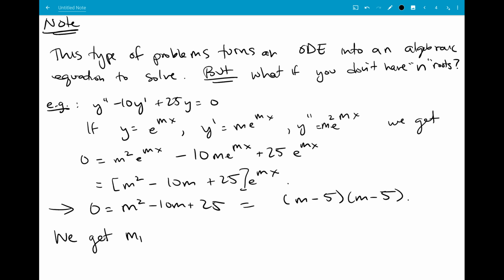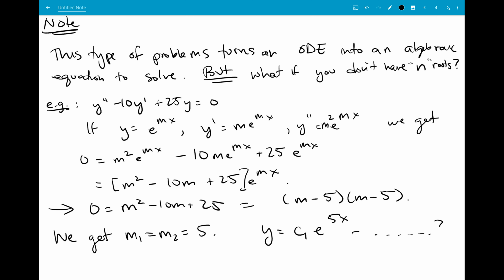So we get m1 equals m2 equals 5. So I could write y equals c1 e to the 5x, but then I don't really know what to do right here. I couldn't do y equals c1 e to the 5x plus c2 e to the 5x because those are the same thing. I wouldn't have two different solutions, so they certainly wouldn't be linearly independent, so they definitely don't form a fundamental solution set.